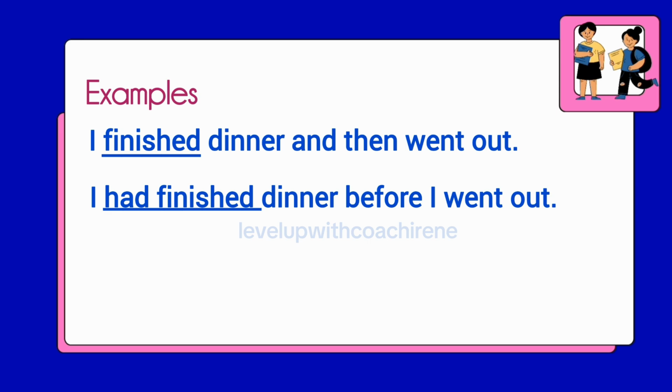The first sentence is a past simple tense. Here, the actions are presented as happening one after another, but the order is only implied by the order of the sentence. Whilst the second sentence is a past perfect tense. The phrase had finished makes it clear that finishing dinner happened before going out. This shows that one action or event was completed before another action or time in the past.